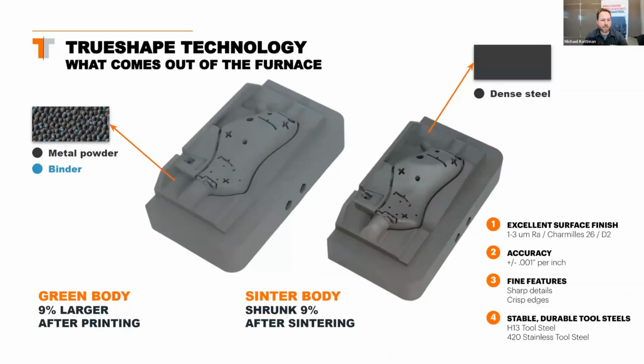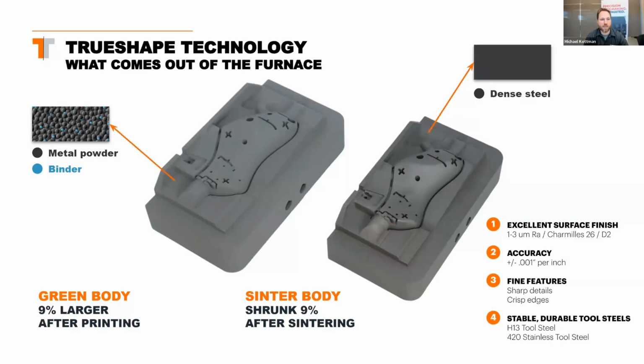So you put in the green body, and after the time passes for sintering, you get out your final part from the Mantle process. This is your sintered body. It will have shrunk about 9%. That's why we do the compensation on our side with the software. And the result is dense steel, so you get to that 96% density.